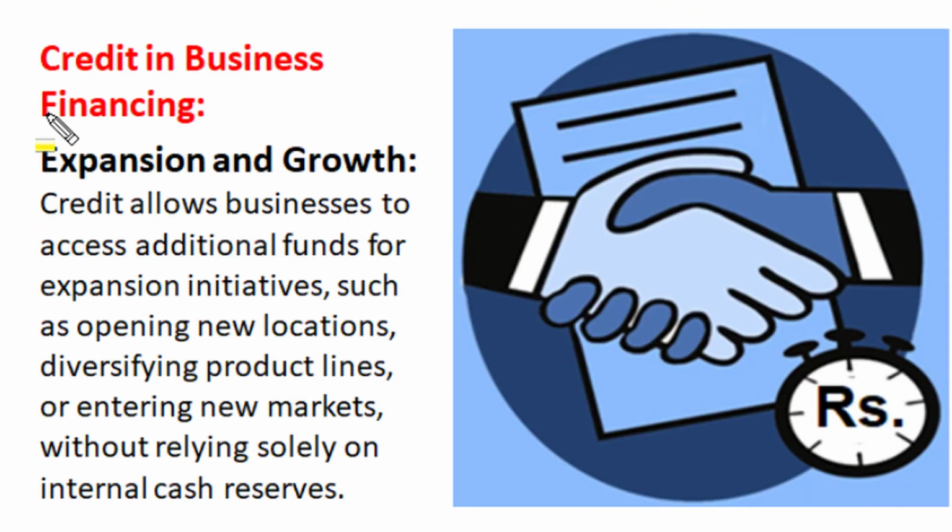In large businesses, credit has a more strategic role in business financing than cash, and one business activity is expansion and growth. Credit allows businessmen to access additional funds from banking organizations or trade credit from suppliers, and that can be used to expand the business by opening new locations, diversifying product lines, or entering new markets without relying solely on internal cash reserves, which are very limited most of the time by retained earnings. So when a business needs access to additional funds, it can avail credit facilities for expansion and growth of the business.